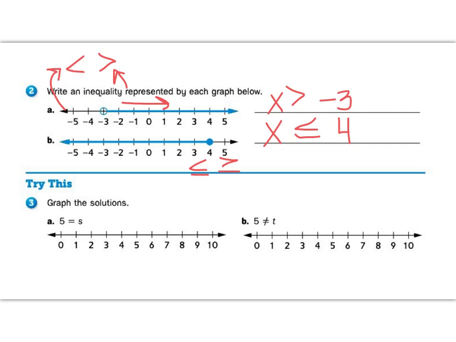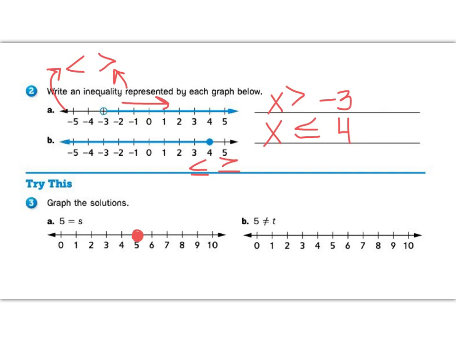So again, how would we graph the solution for 5 is equal to s? If it's equal to, the only number that is equal to 5 is 5. And so I'm going to put a closed circle on 5.